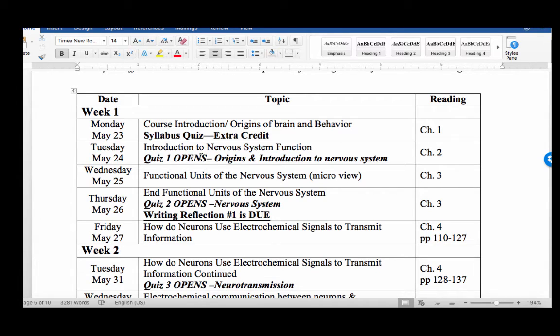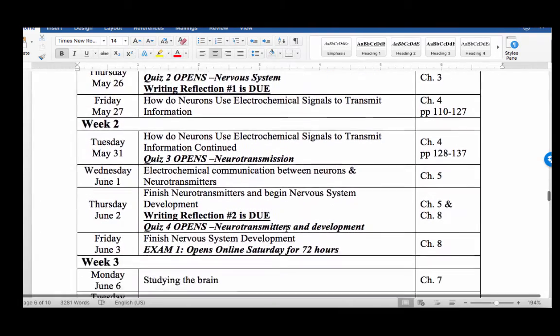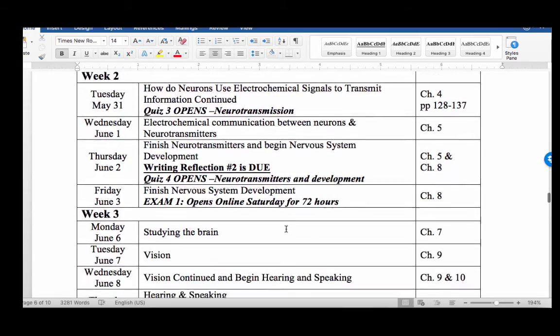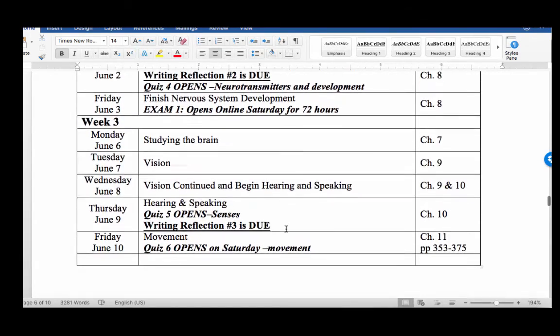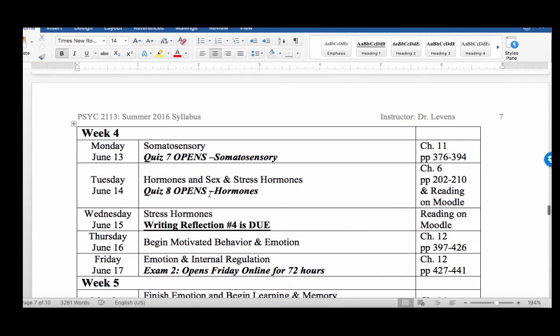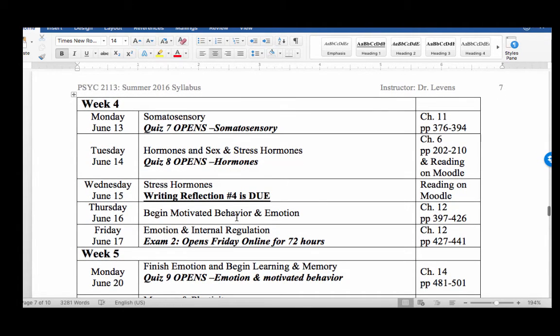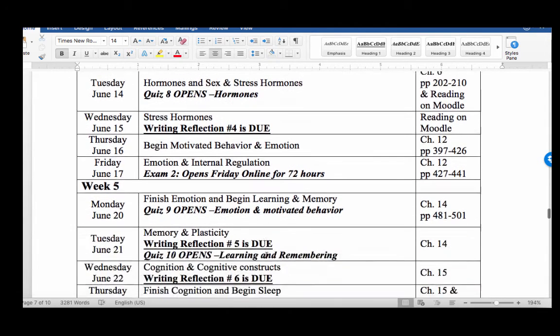So here it says when a quiz opens. Writing reflections, when they're posted is the day that it's due. So please read through and familiarize yourself with what is required for the course, the number of chapters that we go through. And here's an example. Quiz 7 opens, quiz 8 opens. These overlap. They're open for 3 days, so you have time to take them multiple times. They each close before the exam, which is open for 72 hours.